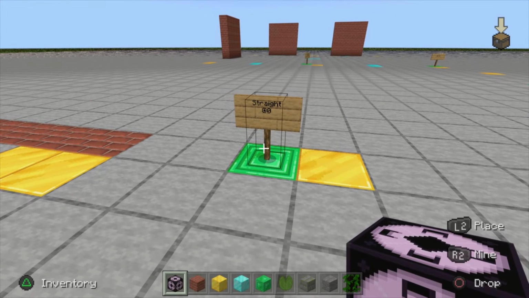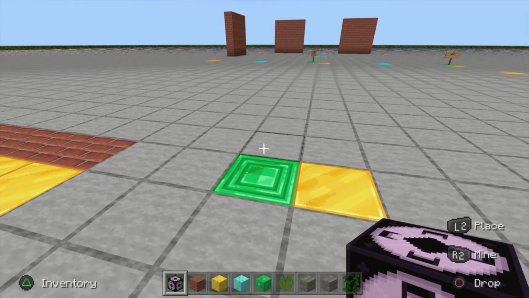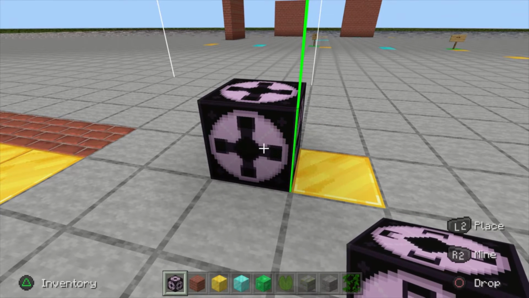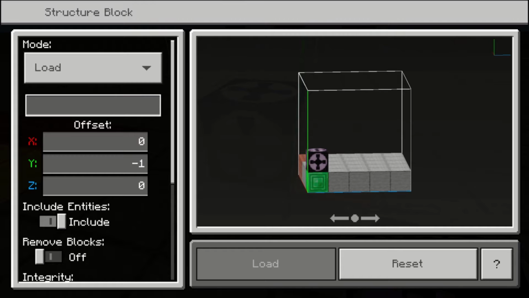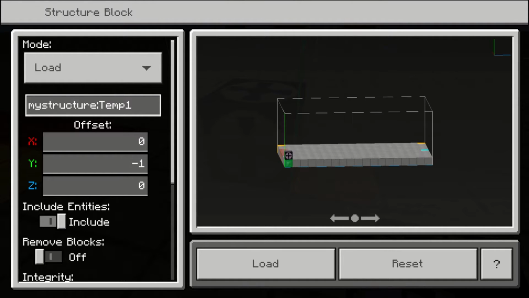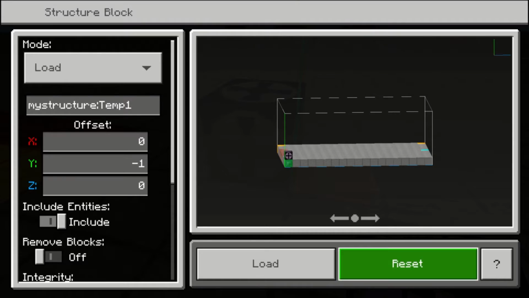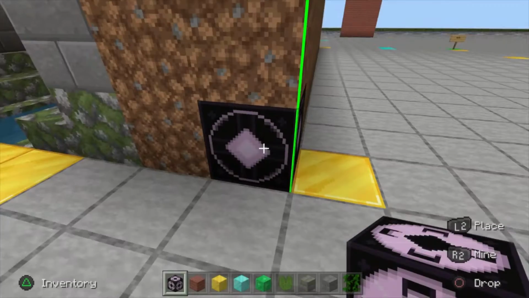Start right here. Let's start with the straight at 0 degrees. So we know the straight 0 degrees. So we're going to put in our structure block. I'm going to load it first, type in temp 1. And it's at 0 degrees, so we don't have to change anything. Load it. There it is.